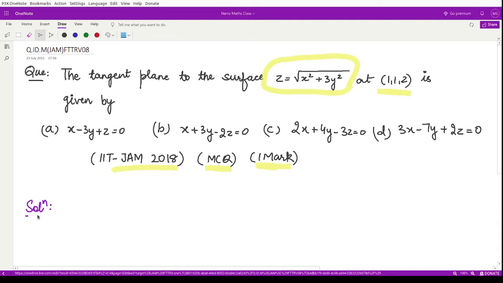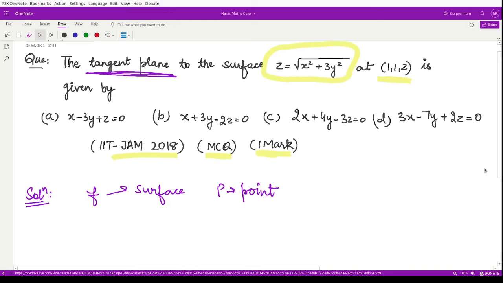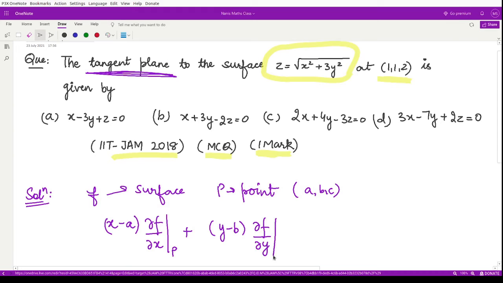For the solution, you must know the formula to calculate the equation for this tangent plane. Suppose F is the given surface and P is the corresponding point where you are to calculate the tangent plane, say P is (a, b, c). In that case, the equation would be x minus a multiplied by the partial derivative of F with respect to x calculated at the point P, plus y minus b multiplied by the partial derivative of F with respect to y calculated at P, plus z minus c into the partial derivative of F with respect to z at the point P. So this is the equation of the tangent plane.